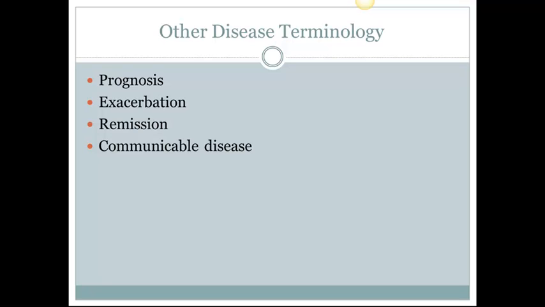A good example of this would be shingles. It will be in remission and then it will flare up, and the flare-up would be called exacerbation. And a lot of times there's a cause to that, maybe stress. Remission is no signs or symptoms of the disease. We often talk about cancer being in remission. And then communicable diseases, where a disease is transmitted from one person to another.